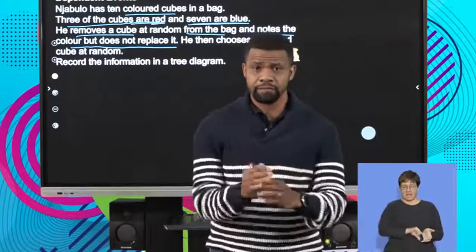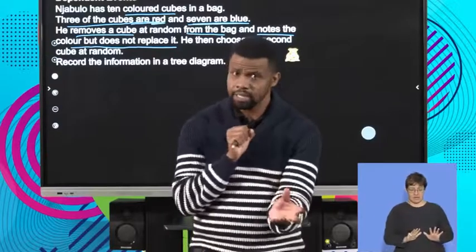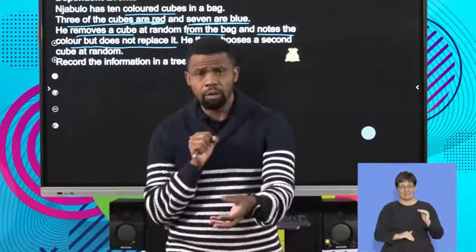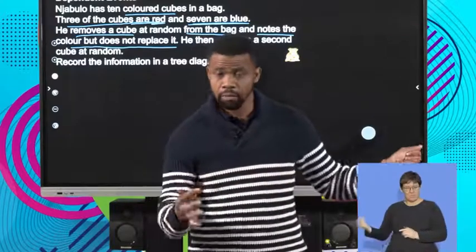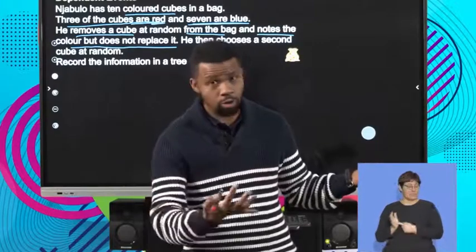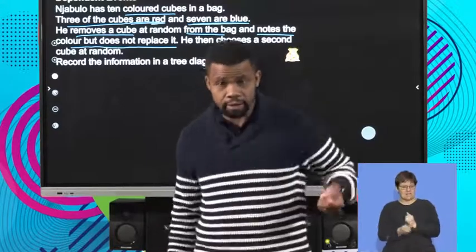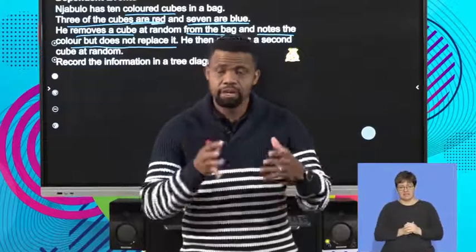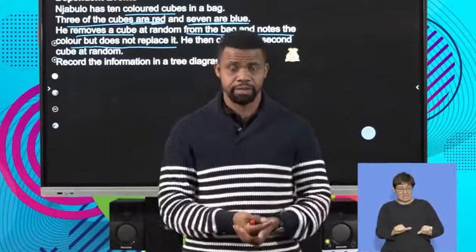If I don't replace, I have 10 cubes in my bag. I get one color. I don't replace it, what changes? What happens? Now I have 9 balls. If I have 9 balls now because 1 ball is gone, what does that affect? My total sample space is no longer 10, it's 9. And I can do the same thing again, remove another one. If I remove another one now, how many balls are left in the bag? 8. So it affects the sample space. It will affect the probability of the next event occurring.